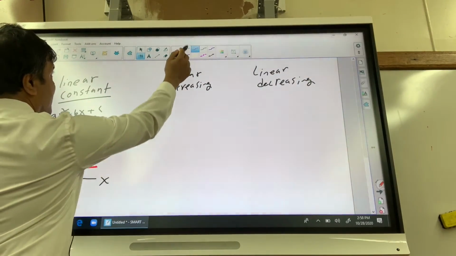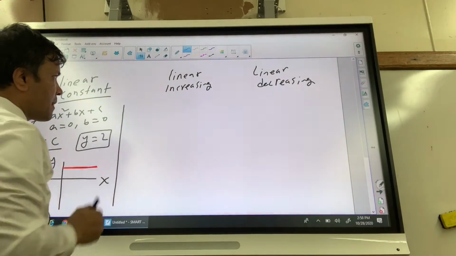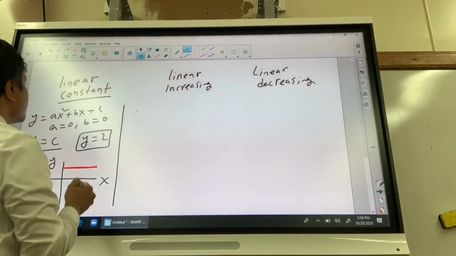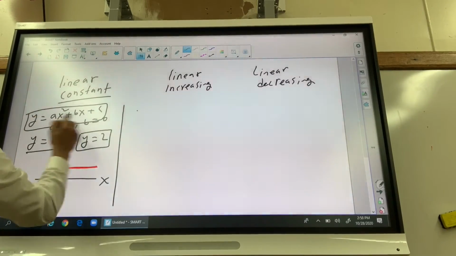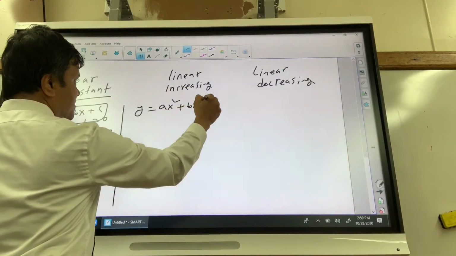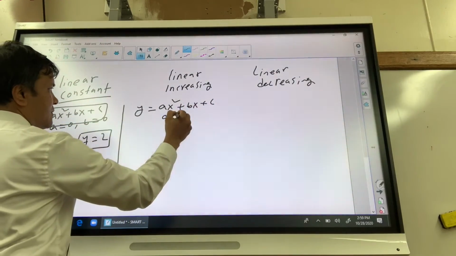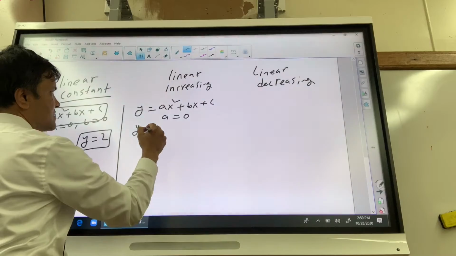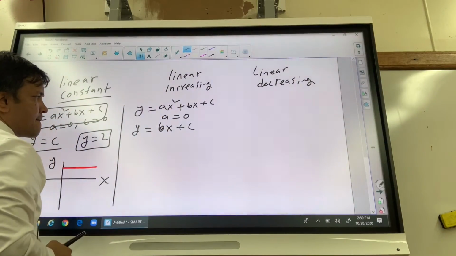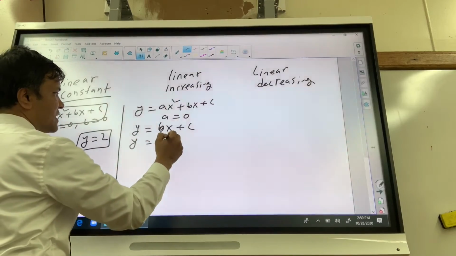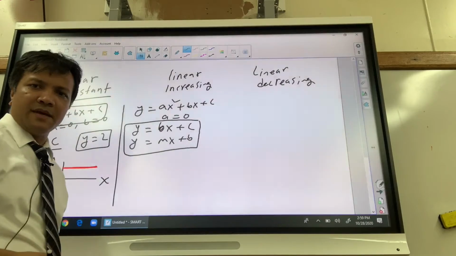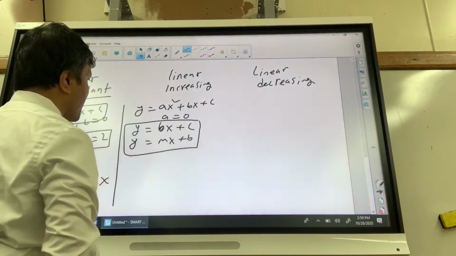Linear increasing. How do you do linear increasing? Linear increasing, so you will start with the same thing. Y is equal to ax squared plus bx plus c. In this case, a is 0. So you have y is equal to bx plus c. Sometimes people write y equal to mx plus b. They are the same thing.